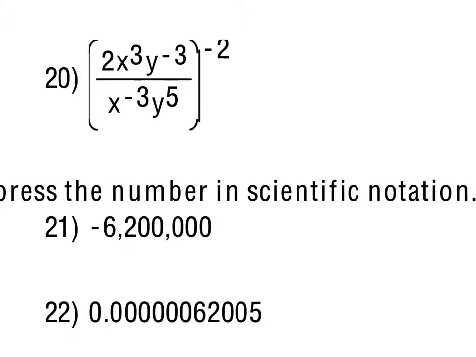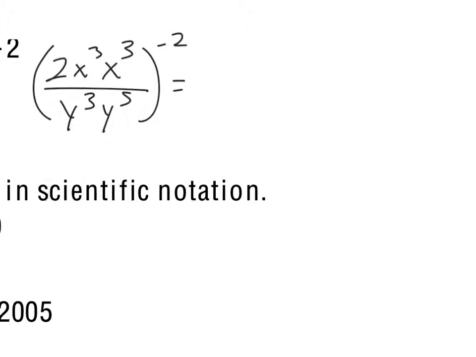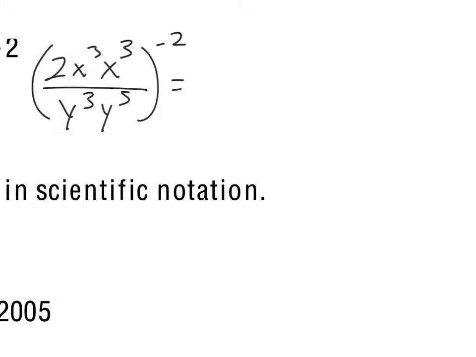Now with number 20, we do have a few negative exponents. Again, there's a number of different ways you could handle this. One thing would be to just take care of those negative exponents right away. So the 2x cubed, and then the x to the negative 3 would come up, so we get x cubed and x cubed on the top. And then the y cubed and y to the 5th would be on the bottom. Now the whole thing is still to the negative 2 power, but before I deal with that, I would probably like to simplify the numerator and denominator first.